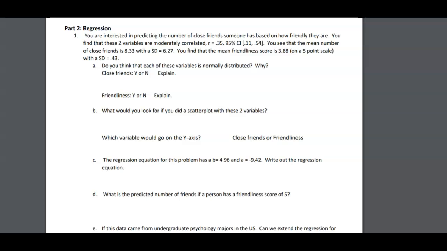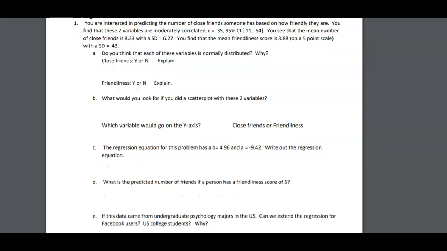What variable is going to go on the y-axis? And you can circle close friends or friendliness. And then I give you the slope and the intercept. And so I want you to go ahead and write that regression equation. Part D, you're just going to fill it in. I am giving you a friendliness score of 5, and you are going to plug and chug and tell me what is that predicted y.